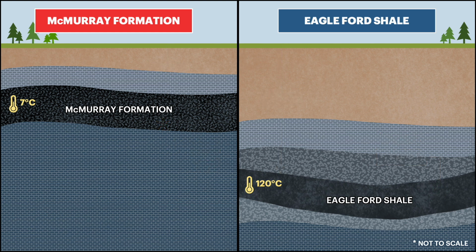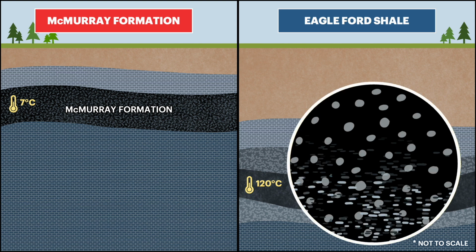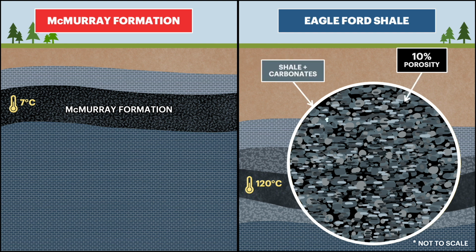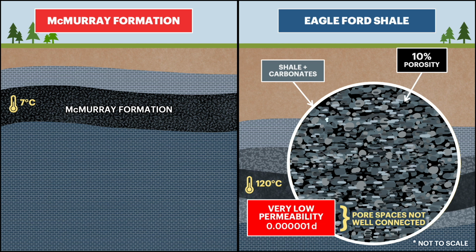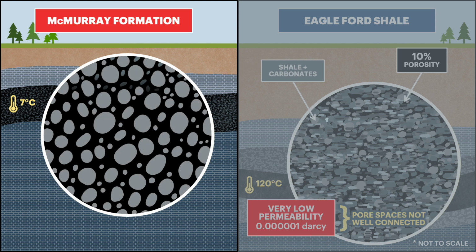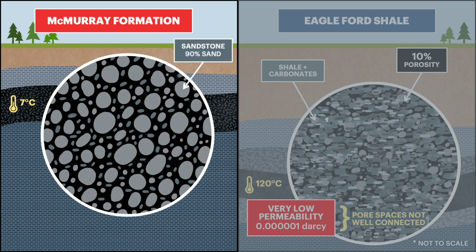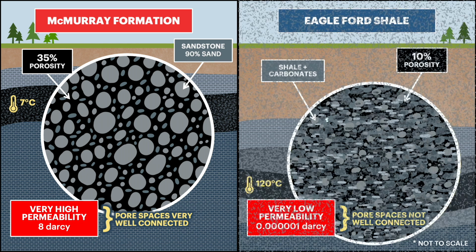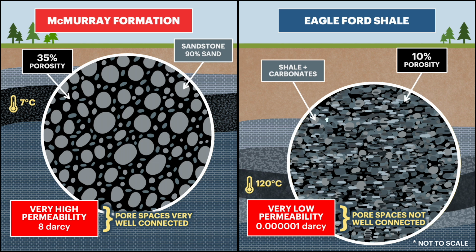Now let's take a look at the two different rock formations. The Eagle Ford Shale is actually a mix of shale and carbonates, so it's a very tight formation. Porosity is only about 10%, and permeability is very poor, almost zero, which means those pore spaces are not very well connected. The McMurray Formation is a loose sandstone with a small amount of fine clays. Porosity is much higher, as high as 35%, and those pore spaces are very well connected, so very high permeability. So these are two very different rock formations.